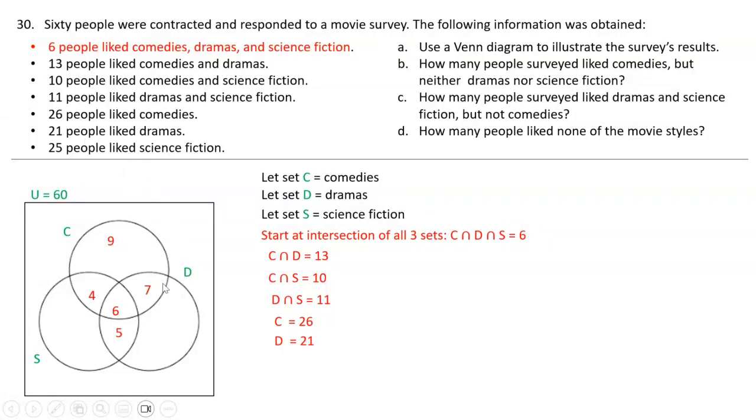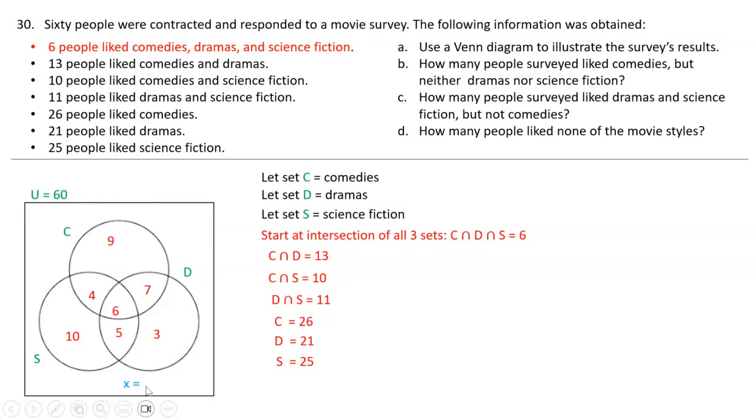D equals 21. So dramas, 21. All this represents the dramas. We got 11, 6 and 5 is 11. 7 is 18. So what goes here is going to be 3. Then let's do the science fiction, which is 25. This whole area represents science fiction movies. We got 4 and 6 and 5, that's 15. 25 minus 15 is equal to 10. Now we need one more thing.